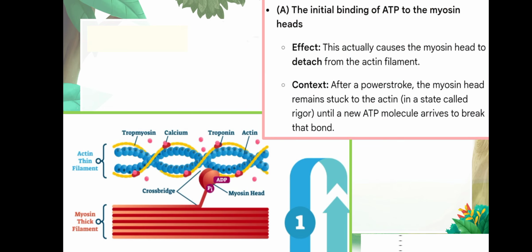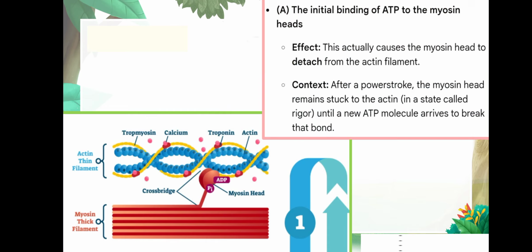See, option A is telling the initial binding of ATP to the myosin. What does the binding of ATP cause? It actually causes the myosin head to detach from the actin filament. When the ATP binds to myosin, the actin filament gets detached.